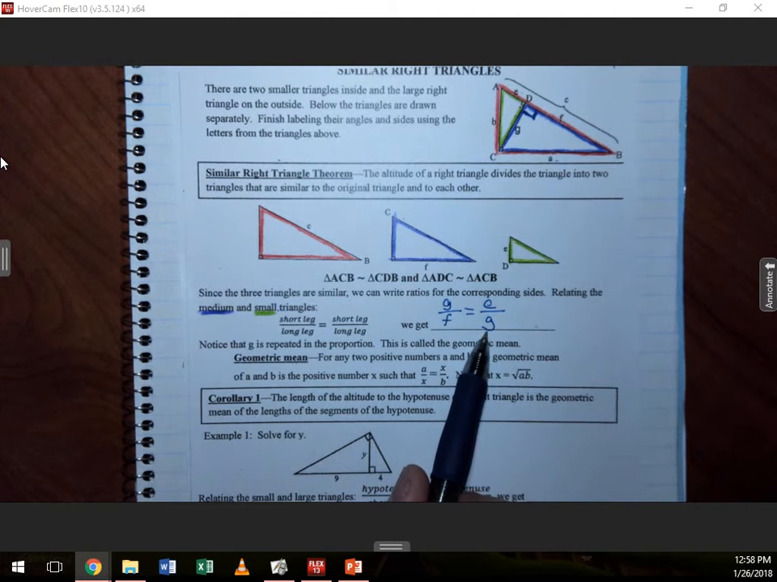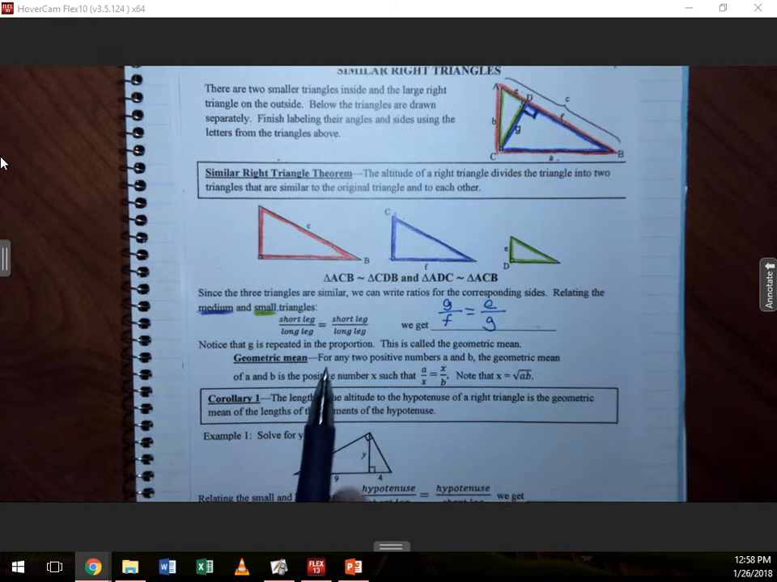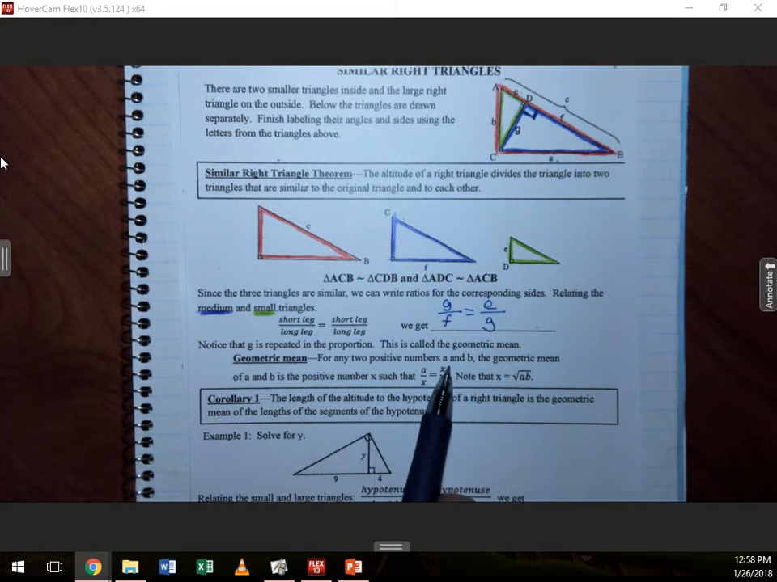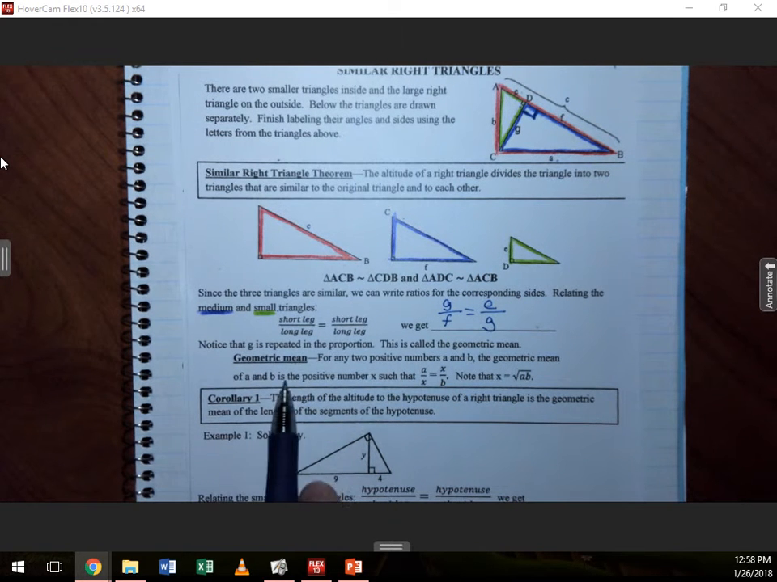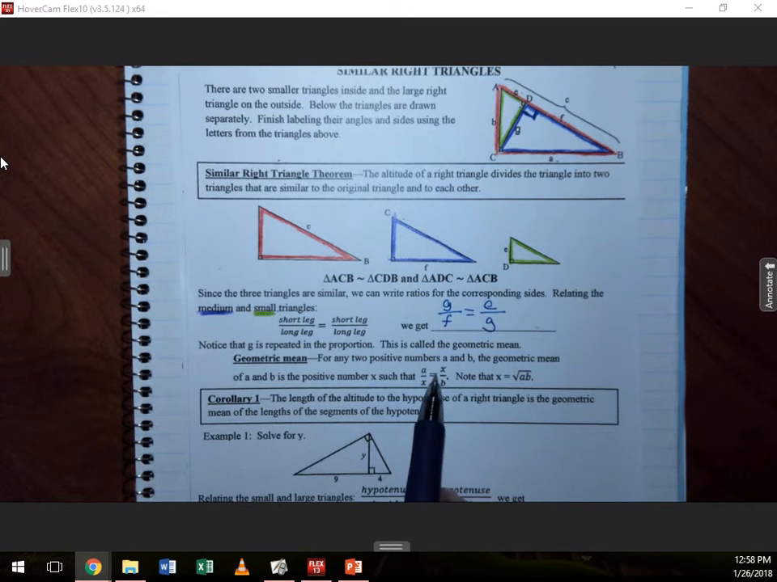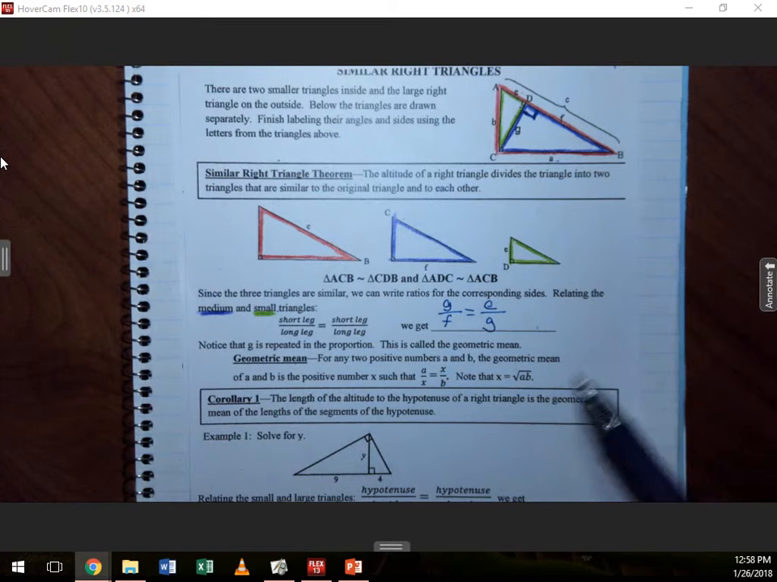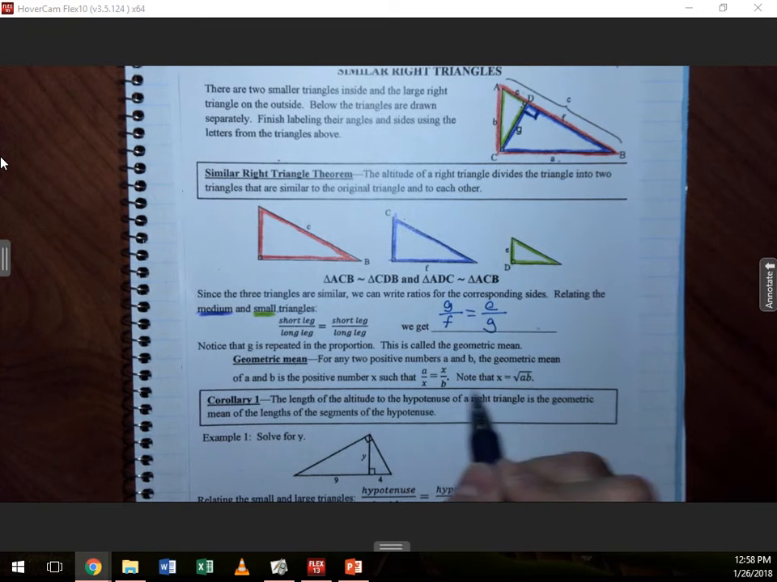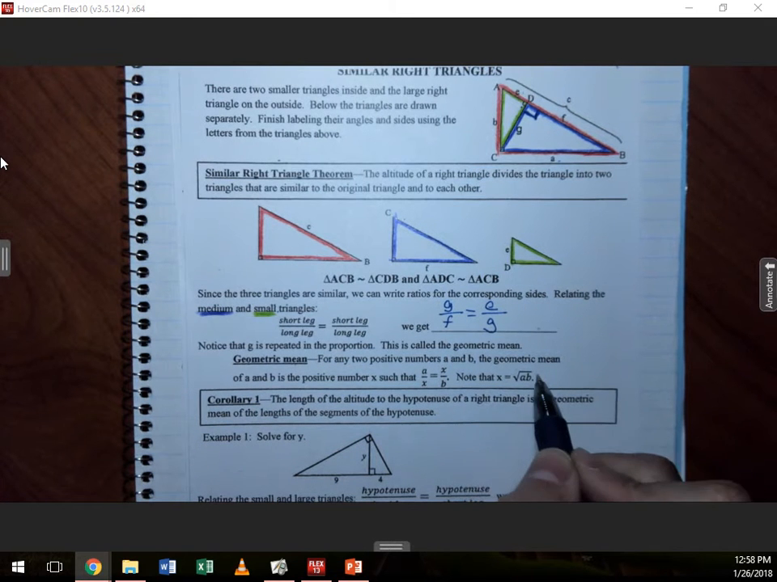G squared. Okay? For any two positive numbers, A and B, the geometric mean of A and B is a positive number x such that A over x equals x over B. So, this whole thing is trying to say, how do you undo a square? Square root, right? That's all this is trying to say. When you try to undo a square, it's going to be the square root.